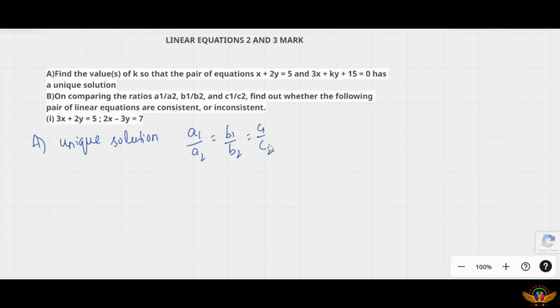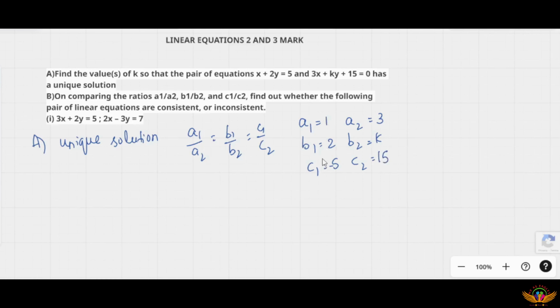Don't write directly because this is not a 1 mark question. If it is a 1 mark question, there will be no time for you, so you have to do it directly. But if it is a 2 or 3 mark question, please write down A1, A2, B1, B2, C1, C2 separately. Given A1 is equal to 1, A2 is equal to 3, B1 is equal to 2, B2 is equal to k, C1 is equal to minus 5 because it is on the right hand side, you have to bring it to the left hand side, and C2 is equal to 15.